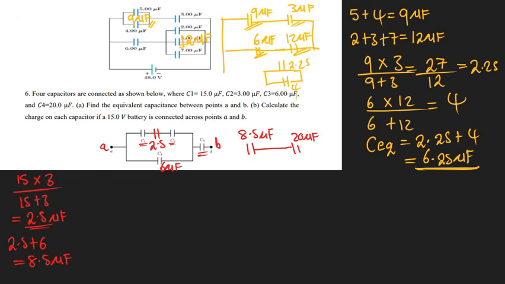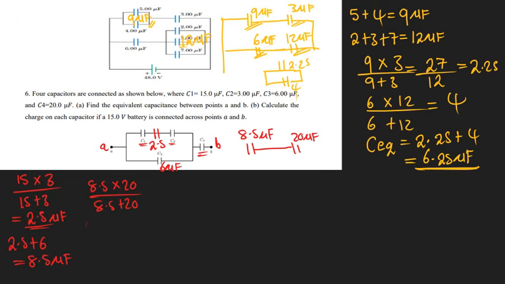So you add them in series. So this is going to be 8.5 multiplied by 20 over 8.5 plus 20. So this is going to be 8.5 multiplied by 20 divided by 8.5 plus 20.